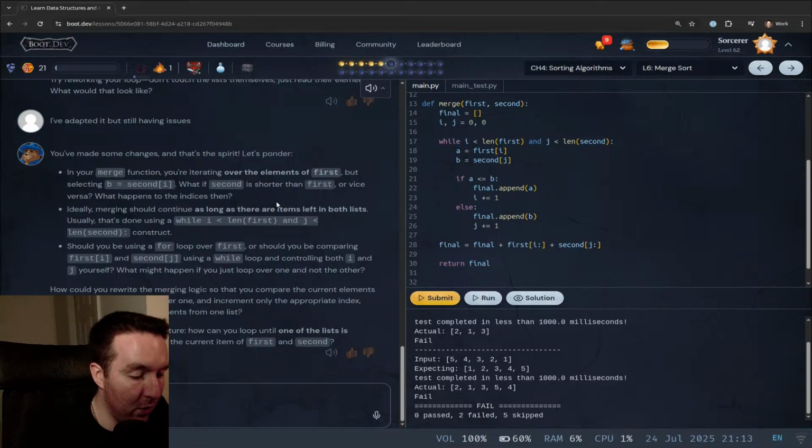You should continue to use a for loop over first. Should you be using a for loop over first, or should you be comparing first and second with a while loop and controlling i and j yourself? What might happen if you just loop over one and not the other? How could you rewrite the merging logic? Try pinning out the loop structure. How can you loop until one of the lists is exhausted, always comparing the current item of first and second?